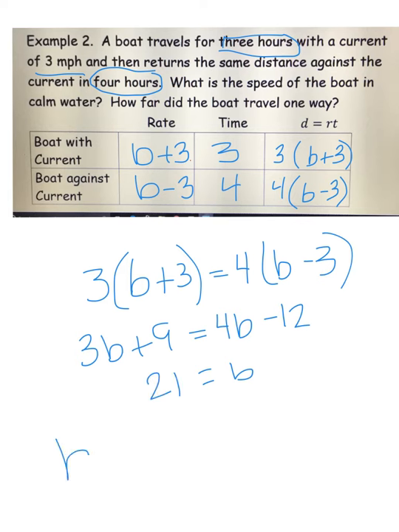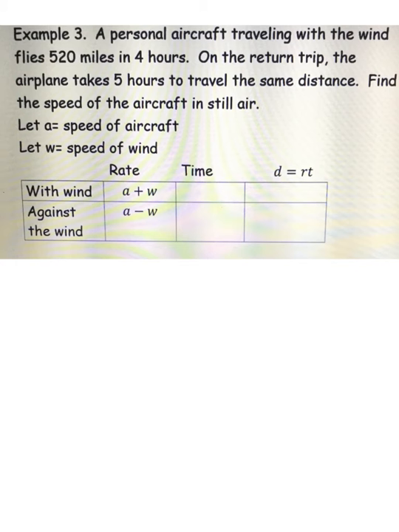A personal aircraft traveling with the wind flies 520 miles in 4 hours. On the return trip, the airplane takes 5 hours to travel the same distance. Find the speed of the aircraft in still air. So the rate, A plus W when it's going with the wind, A minus W against the wind. Time, 4 hours with the wind, 5 hours against.